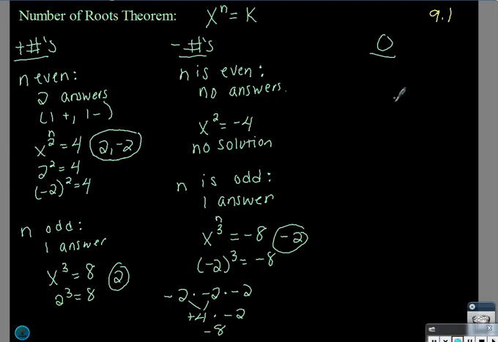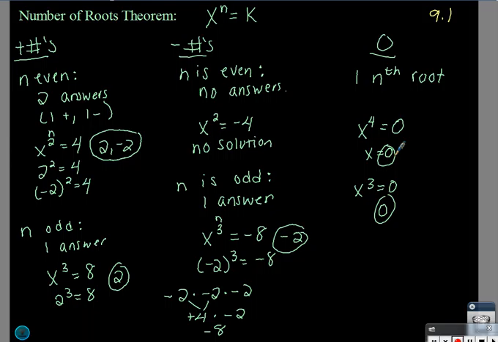So 0 is a special number, and 0 only has one nth root. So it doesn't matter what n is, n can be even, odd, whatever, it only has one answer. So for example, if I have x to the 4th equals 0, well, the only answer for x is 0. If I have x cubed is equal to 0, well, the only number times itself 3 times that gives 0 is 0 again. So it doesn't matter what type of power you have, if it's bigger than 1, the answer is 0 every single time.